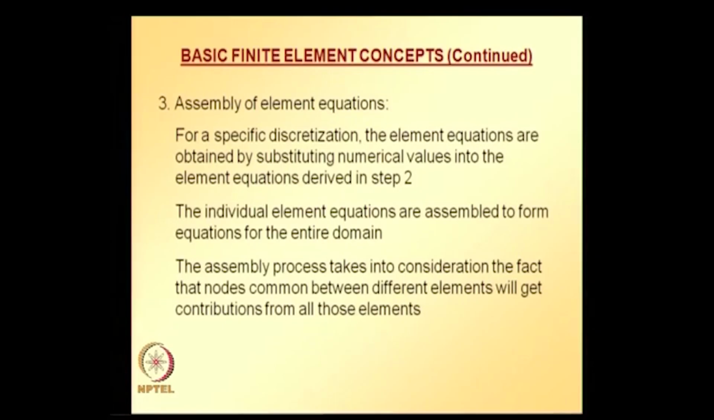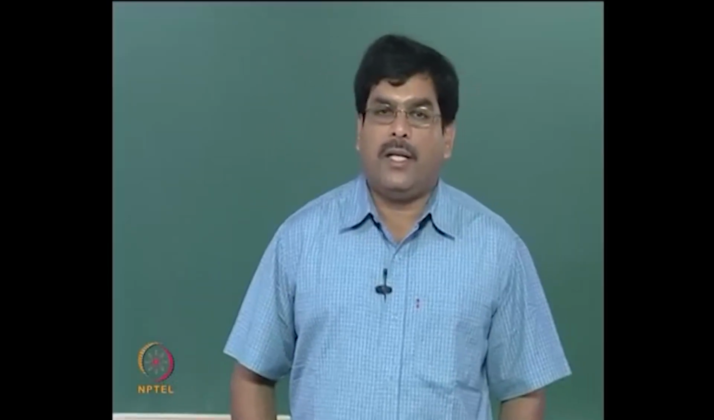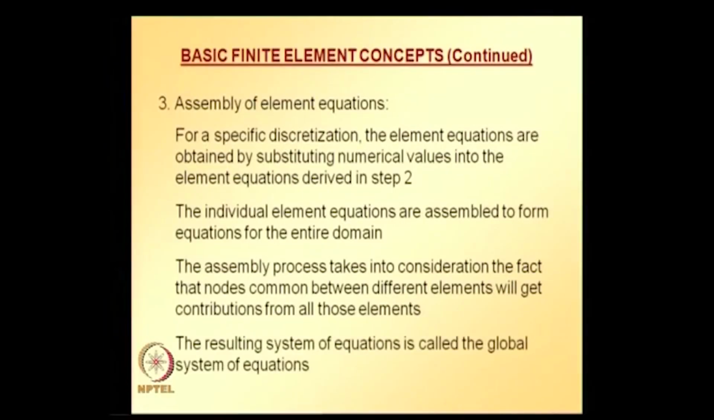The assembly process takes into consideration the fact that nodes common between different elements get contributions from all those elements. Suppose a node is common to 3 elements, so the contribution to that particular node in the global equation system comes from all the 3 elements. If a node is common to 2 elements, the contribution comes from those 2 elements. The resulting system of equations is called the global system of equations.